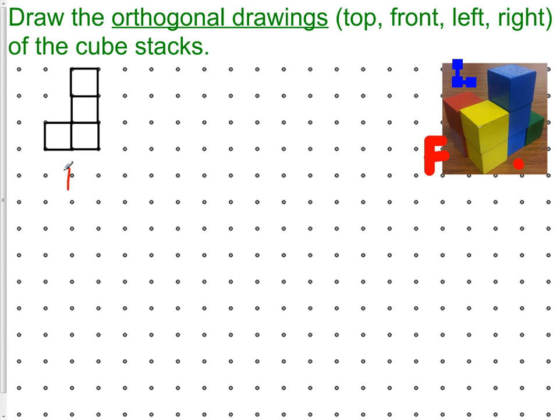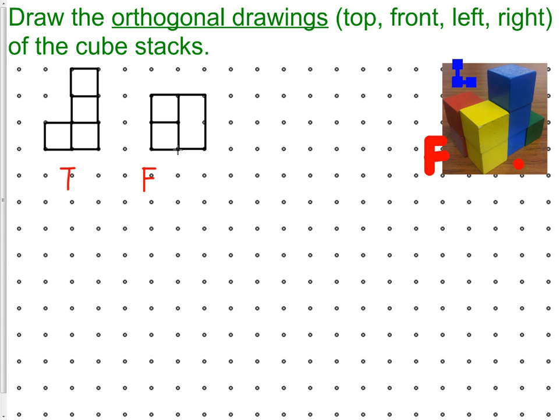Next, let's do that front view. So now imagine you're standing facing that stack of cubes, and what would you see? You would see a 2 by 2. So let's do the 2 red cubes. There's the 2 by 2 for the red. Then we would see another 2 by 2 for the yellow. But now we have a problem.